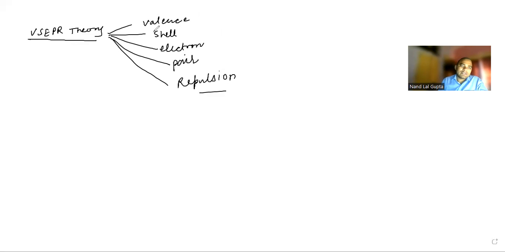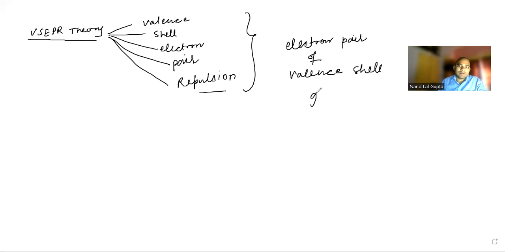This is the valence shell electron pair repulsion theory. Now, what is the meaning of this? Like how the bonds form, like the placement. This theory says the electron pairs of the valence shell get repelled. Okay, I got the problem.